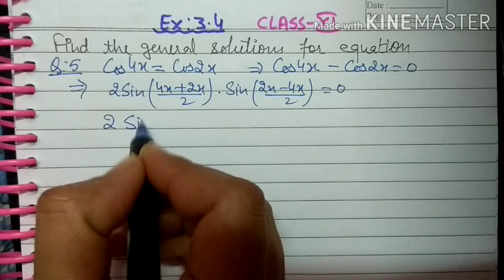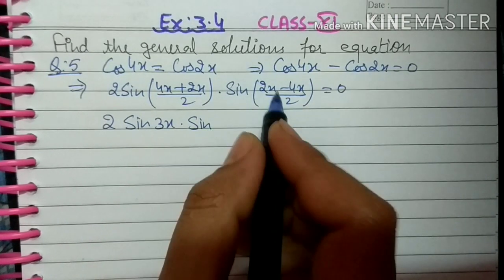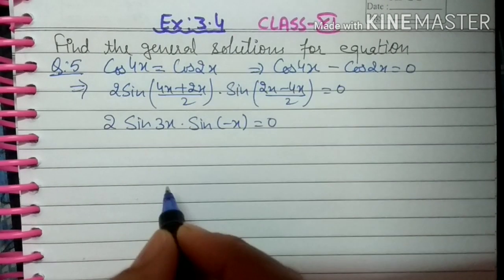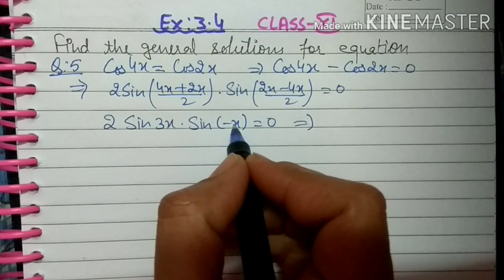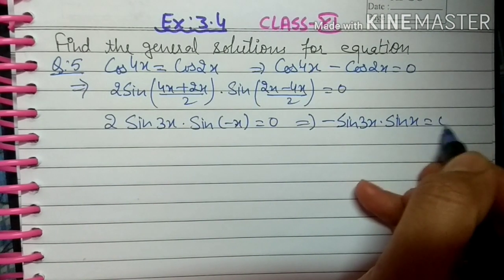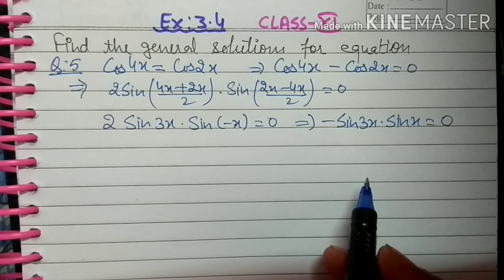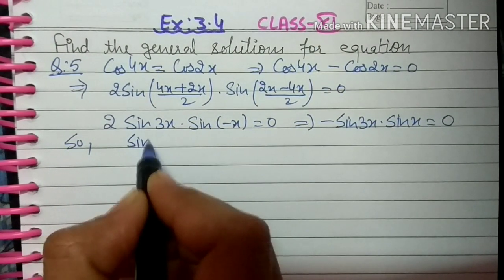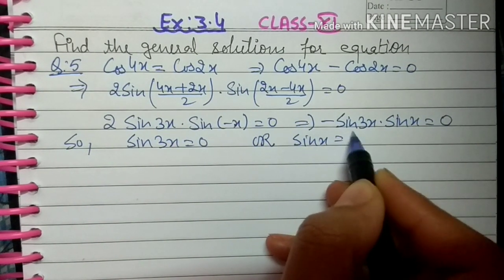Further solve it, we get 2 sin (4 plus 2) by 2, that is 3x, into sin (2 minus 4) by 2, that is minus x, is equals to 0. Clear? Dividing by 2, and sine of minus theta is minus sine theta, we know that, so it can be written as sine of 3x into sine x is equals to 0. We know that if the product of two numbers or two functions is 0, then either one is 0 or the next one is 0. So either sine 3x is equals to 0 or sine x is equals to 0.